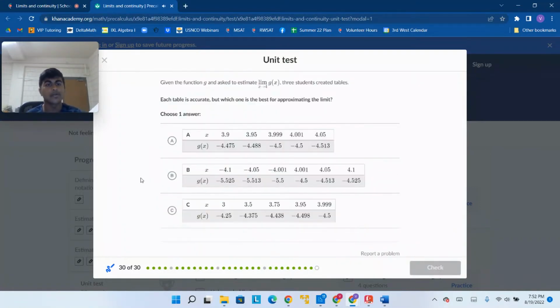Let's keep going. Given the function g and asked to estimate the limit as x approaches 4 of g of x, 3 students created tables. Each table is accurate, but which one is best for approximating the limit? Well, we want to approach 4 from both sides. C only approaches it from one side. B approaches -4 and 4, so no. A approaches it from one side and the other side, going really close, 3.999, 4.001. That is our correct answer right there.